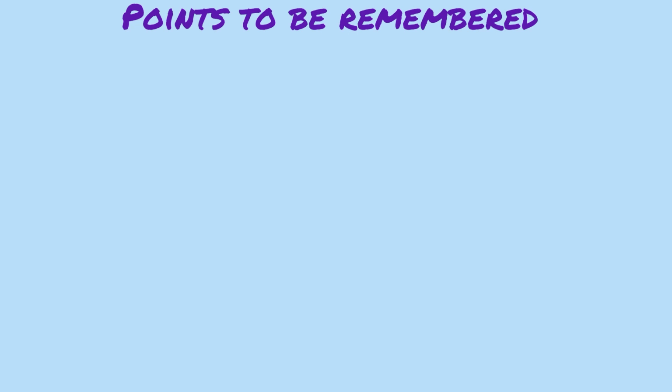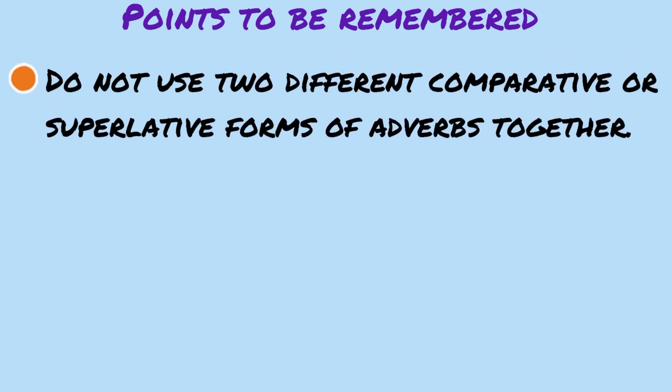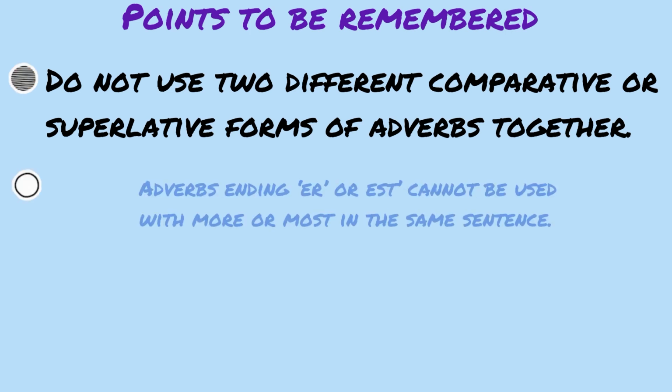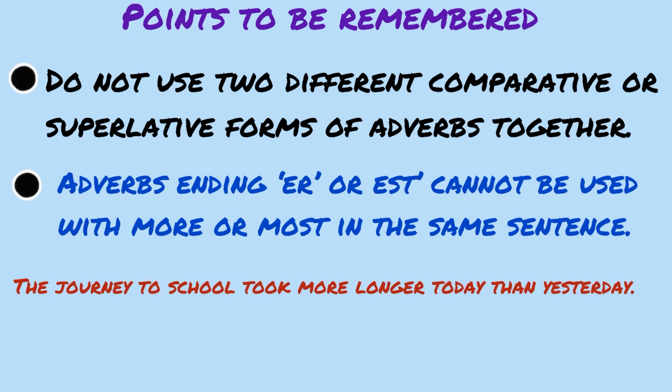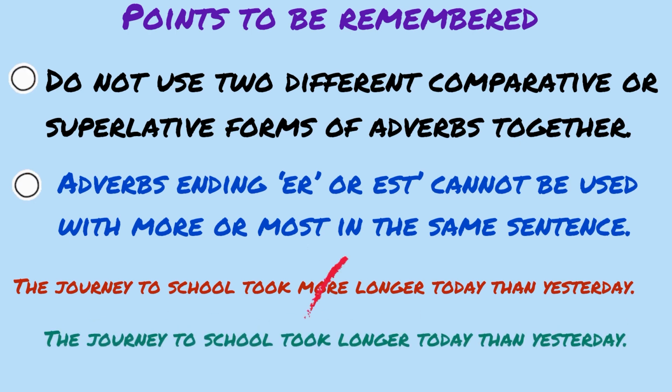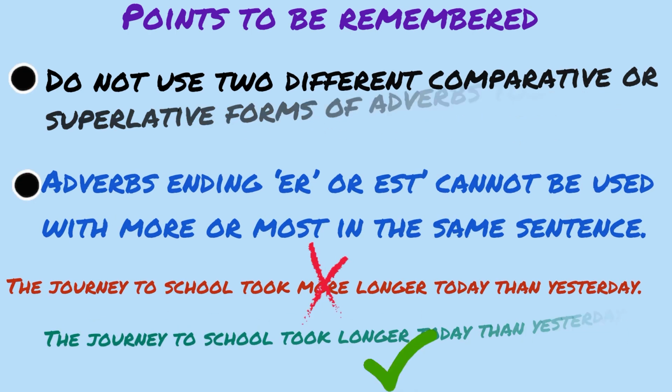Here, a few things need to be remembered. Do not use two different comparative or superlative forms of adverbs together. Adverbs ending in er or est cannot be used with more or most in the same sentence. For example, we should not say, the journey to school took more longer today than yesterday. Instead, we should say, the journey to school took longer today than yesterday.